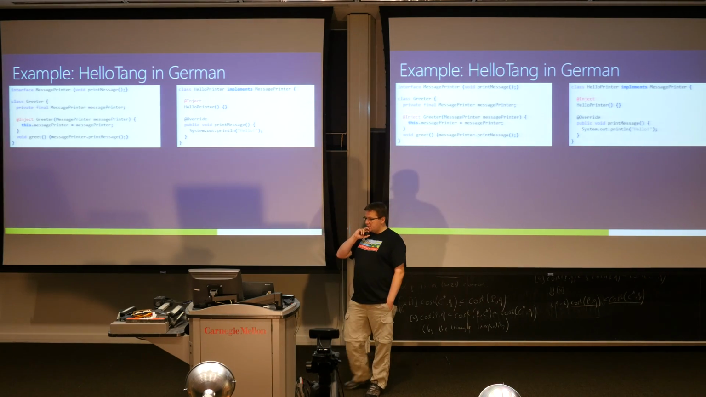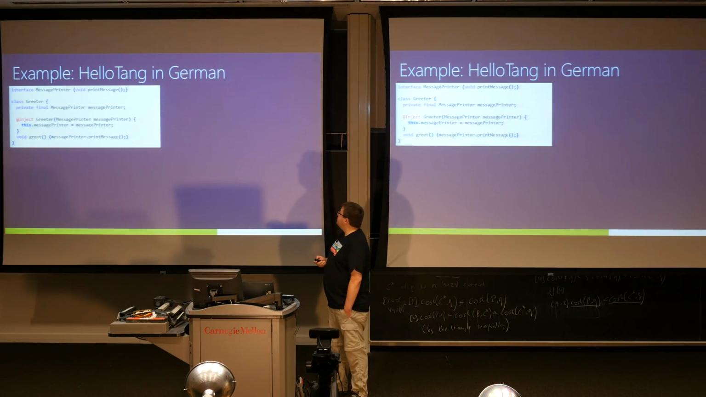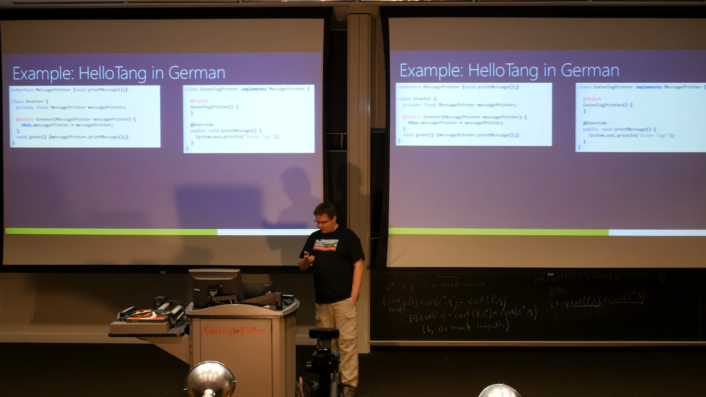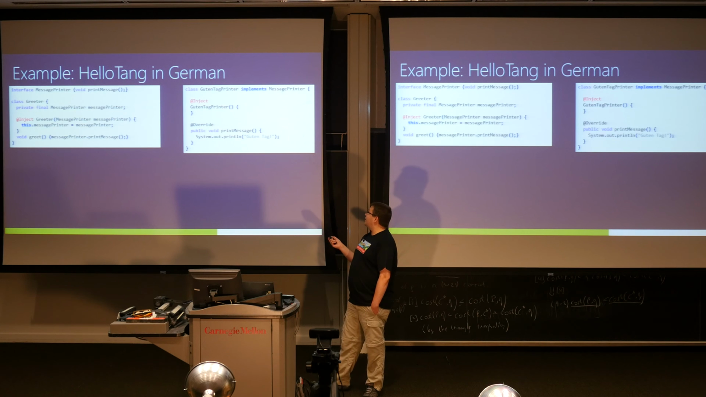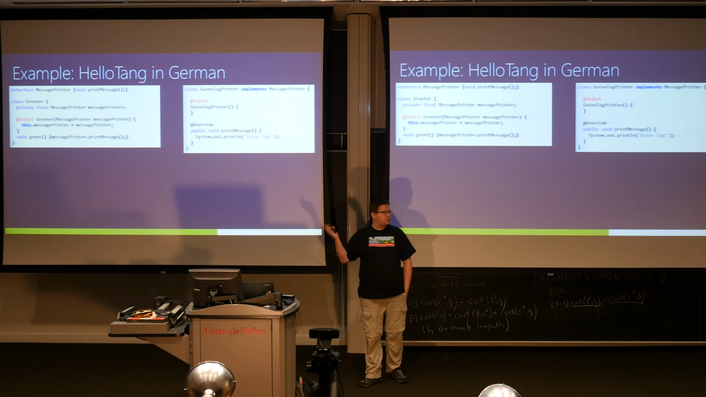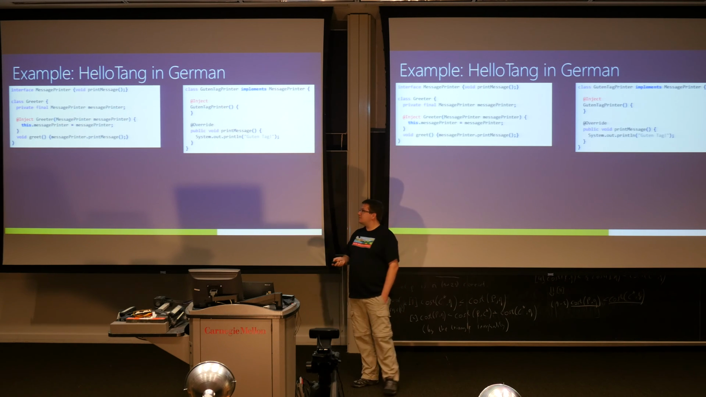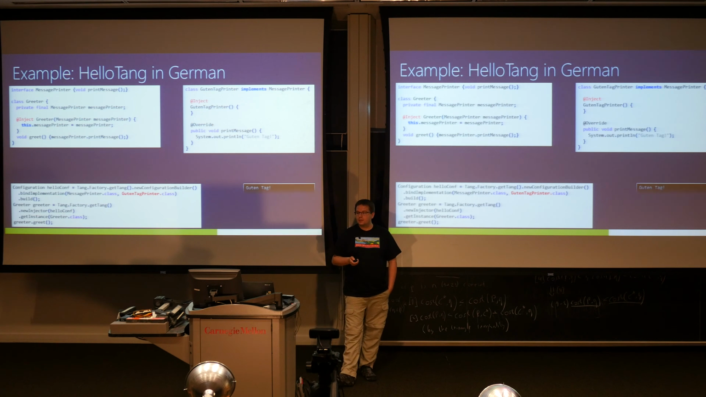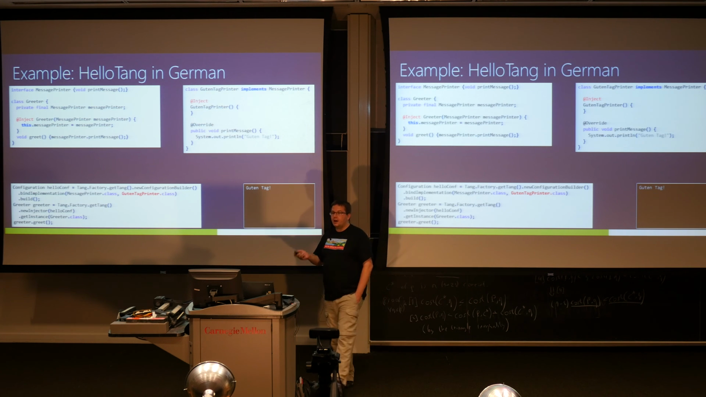So we do Hello Tang in German. So instead of the Hello printer, we now have the Guten Tag printer, which is just printing Guten Tag. It looks the same. Everything else is the same. Someone else could have written this, right? This doesn't have to be even in the same code base. And then in the configuration, only one thing changes, right? Whenever someone asks for message printer, give them the Guten Tag printer now. And of course, it prints Guten Tag, and life's good.